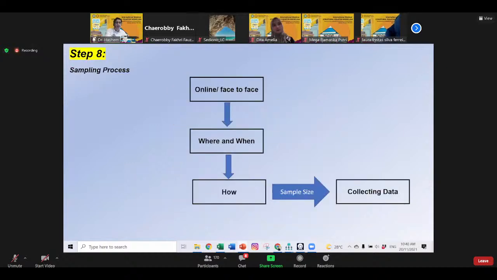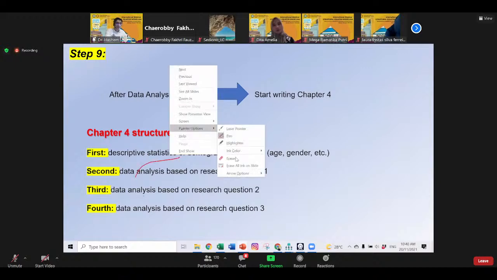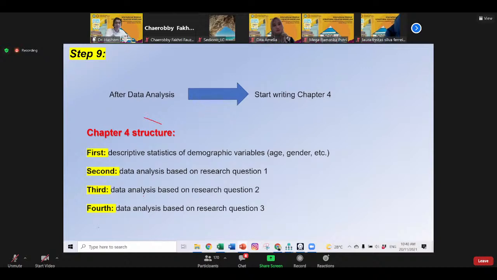And then the sampling process is up to you. Go for online, and then collect data. After that, you start writing chapter 4. After data analysis, you start chapter 4. It's so common, right? Another thing that I suggest my students do, for the structure, I advise them to structure chapter 4 based on this.